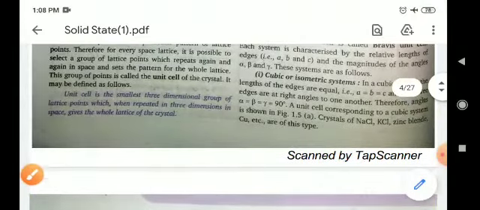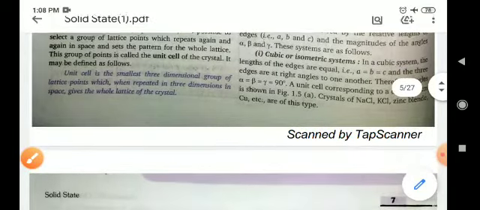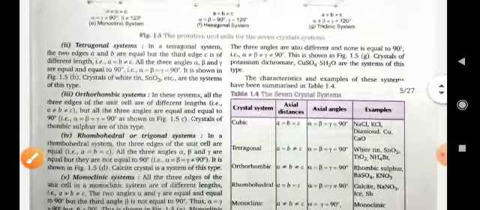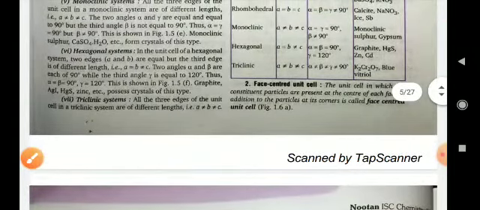It was the simple cubic or isometric system. That is known as the cubic or isometric system, which was divided into 7 crystal systems, Bravais lattice. Now come to the second. Second is the face centered unit cell.